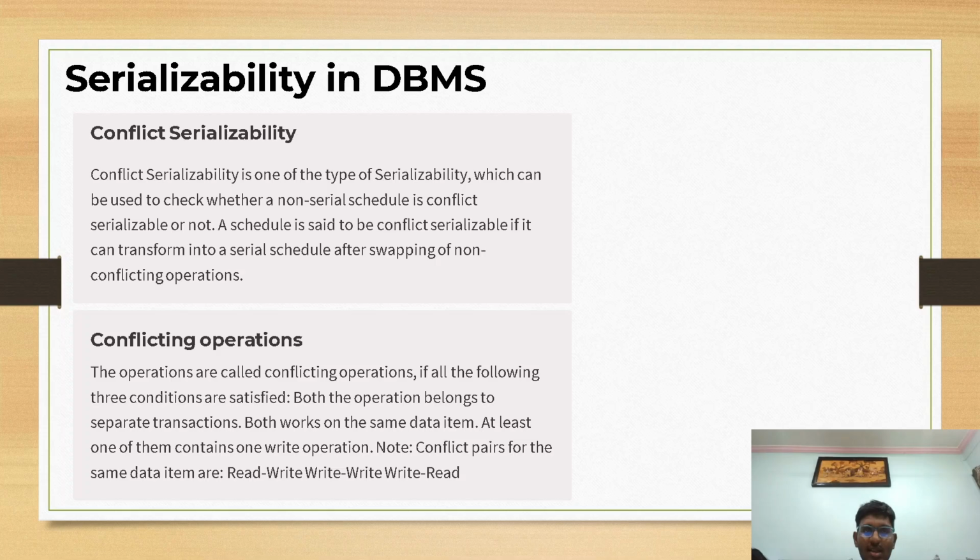Conflict serializability is one of the types of serializability which can be used to check whether a non-serial schedule is conflict serializable or not. Now, what are conflicting operations? The operations are called conflicting operations if all the following three conditions are satisfied. Both the operations belong to separate transactions, both work on the same data item, and at least one of them contains a write operation. So note, the conflict pairs for the same data item are read-write, write-read, and write-write.